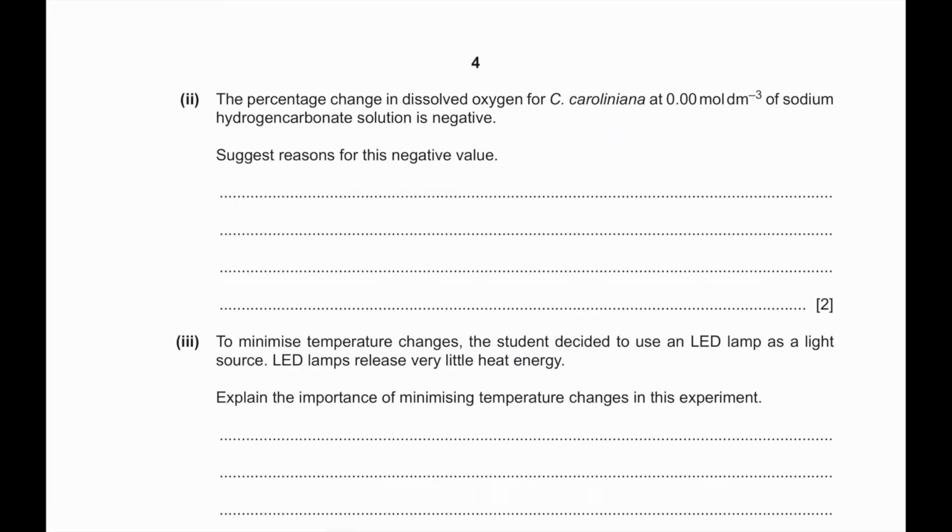Part 2. The percentage change in dissolved oxygen for C. caroliniana at 0.00 mol per dm cube of sodium hydrogen carbonate solution is negative. Suggest reasons for this negative value. So basically at 0.00 mol per dm cube sodium hydrogen carbonate, there is no carbon dioxide. So there is no photosynthesis. Aerobic respiration only occurs, which uses up the oxygen.